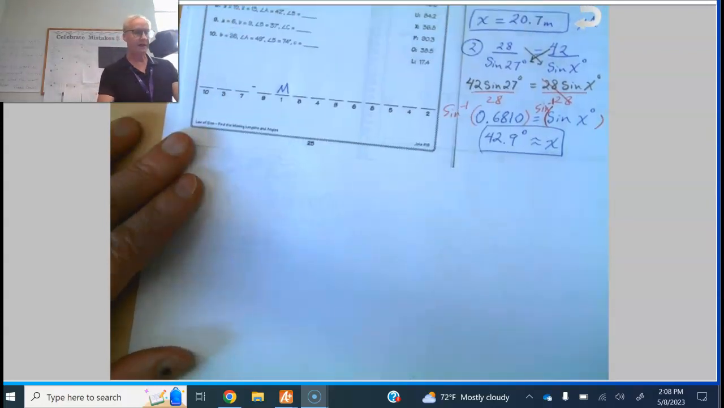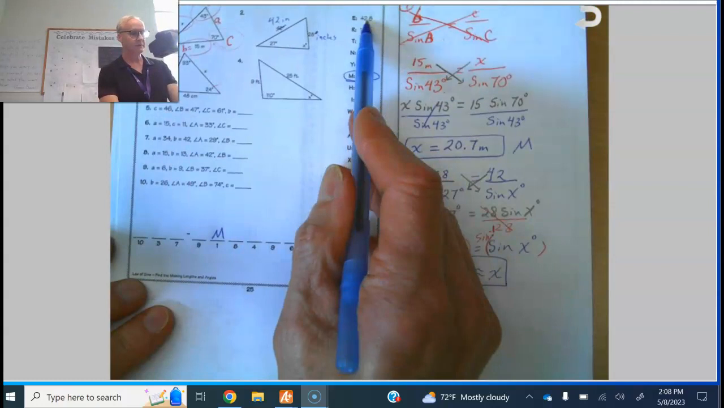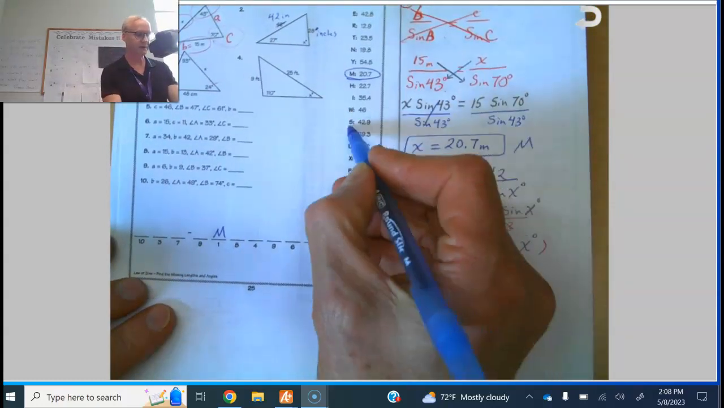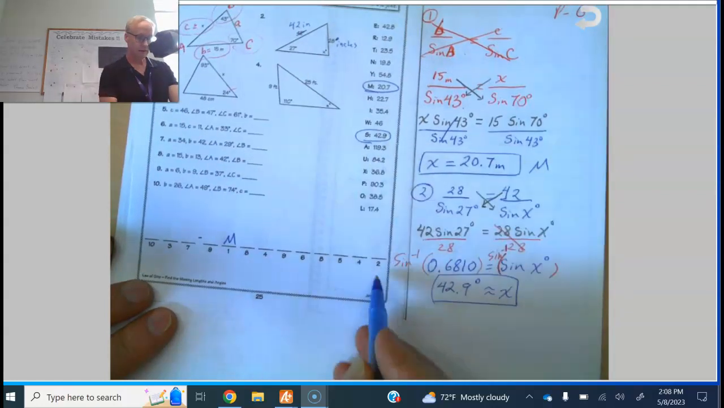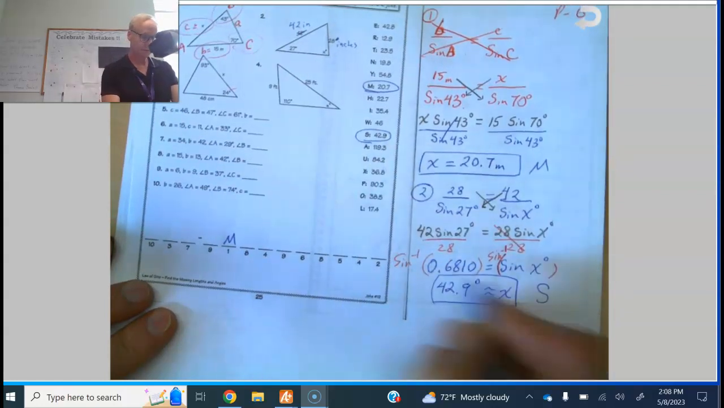Notice that you've got a 42.8, but you also have a 42.9 right here. And we want that one. And number 2 is the same.